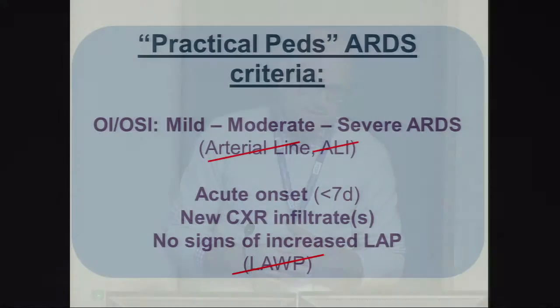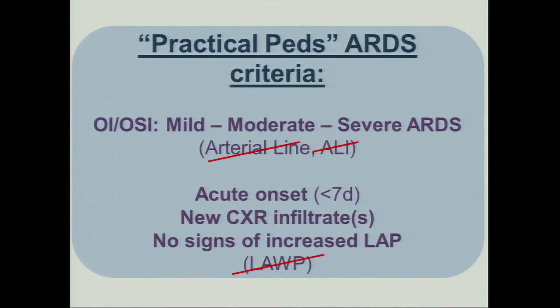And this gives us what I myself call the practical Berlin ARDS criteria. So this is the latest, newest when we talk about ARDS. We divide ARDS, depending on the degree of hypoxemia, in three categories: mild ARDS, moderate ARDS, severe ARDS, based on the oxygen index. And the way we do it with the oxygen index is, an oxygen index 4 to 8 is mild, 8 to 16 is moderate, and anything greater than 16 is severe.